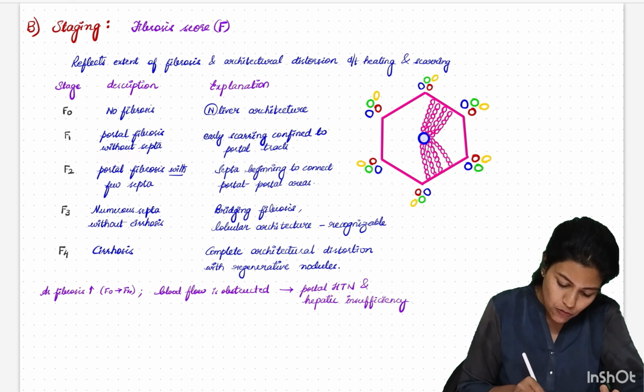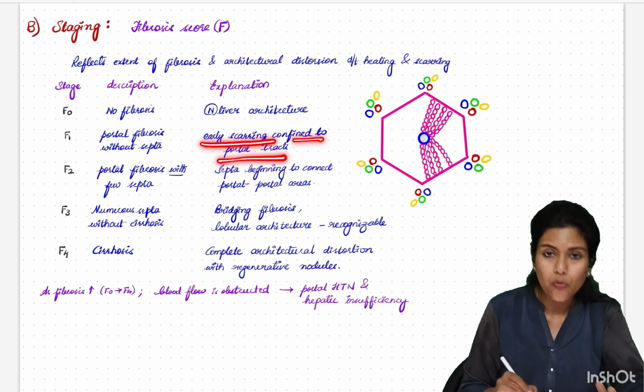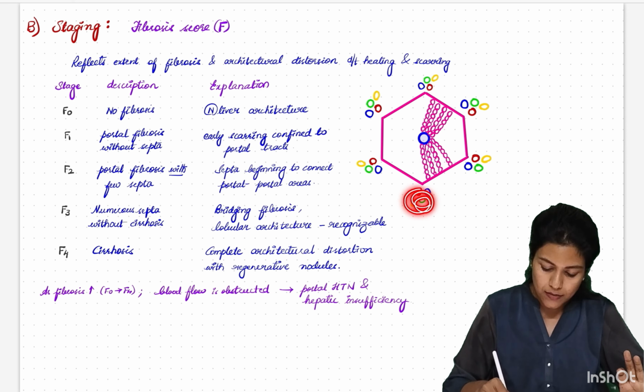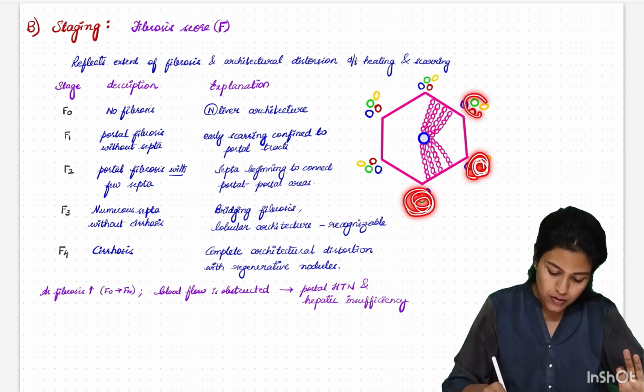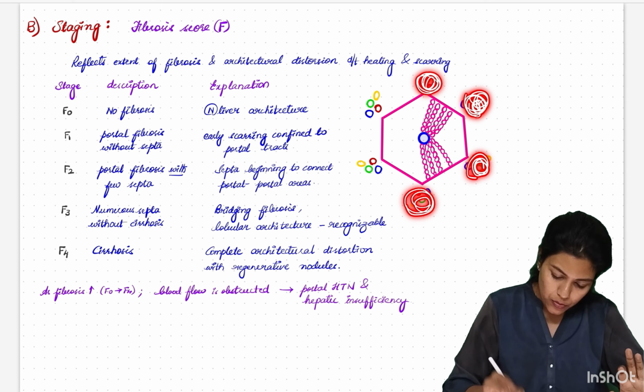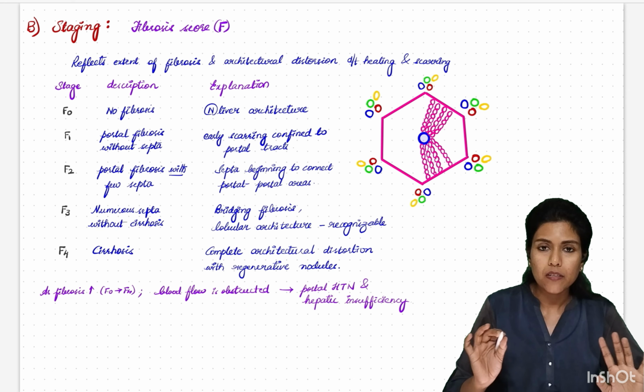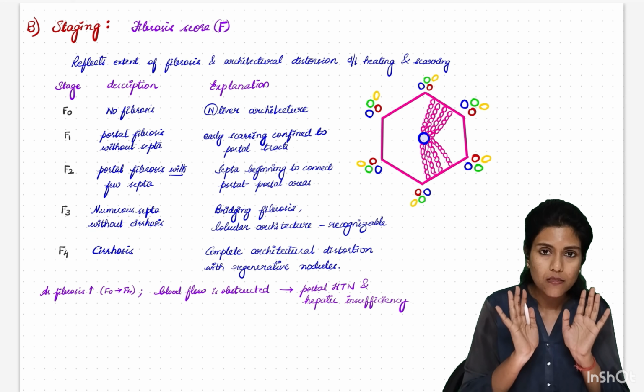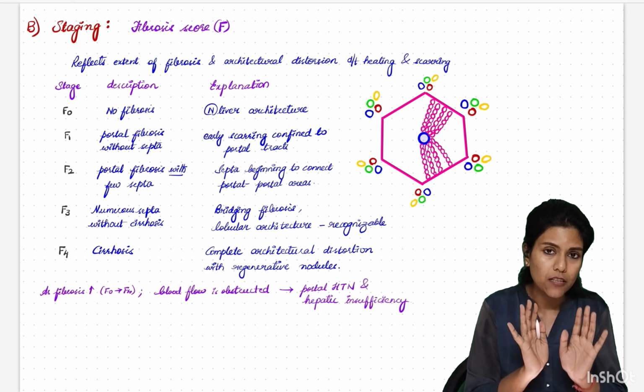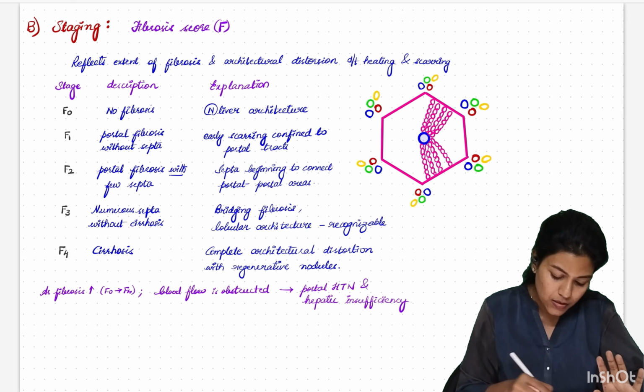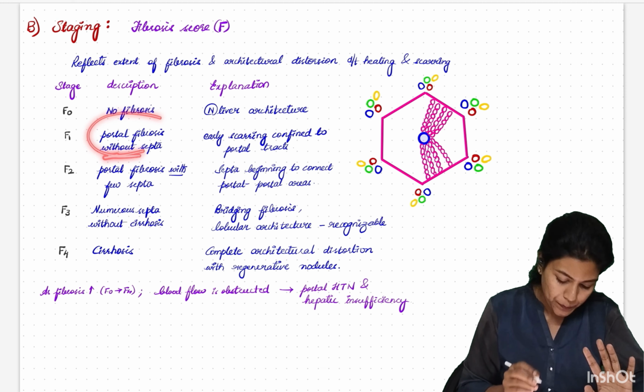So it is indicative of early scarring confined to the portal tract only. No septa are given out into the lobule. F1 is self-limited. F1 is within its limits. It knows its limits without any septa.